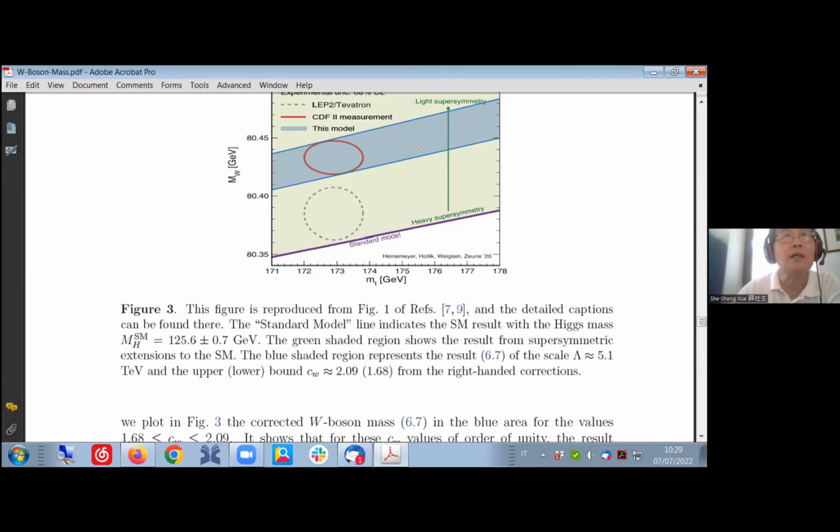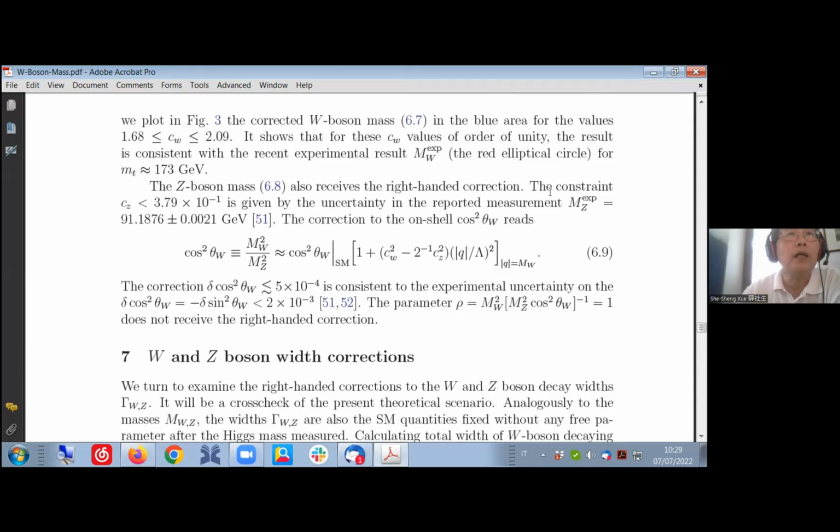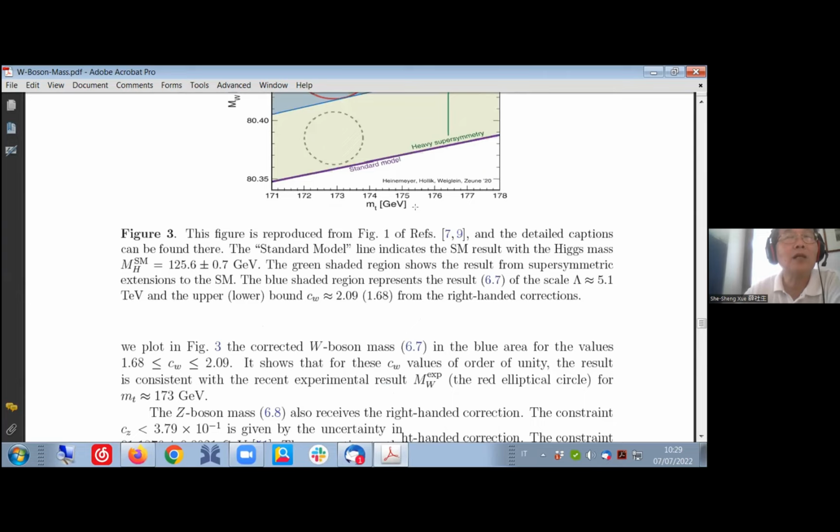Okay, and this green line is supersymmetry one, as presented in the Science article. I took this one and just plotted my result, this green line. In addition to this, we see not only the mass, but also the width. And I hope this width, like the boson mass, can be precisely measured.